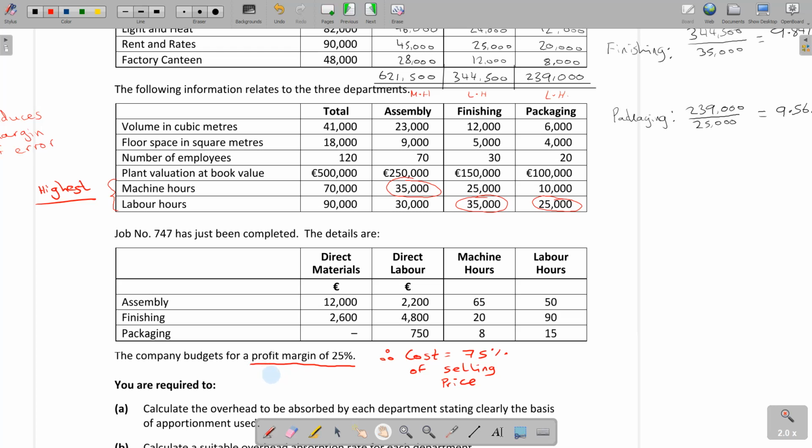So be careful of profit margin and profit. If profit is 25%, then it would be 25% of costs. Whereas if we have a profit margin, it means that when you have 100%, which is equal to your selling price, that will be broken down into 25% profit and 75% cost, so expenses.